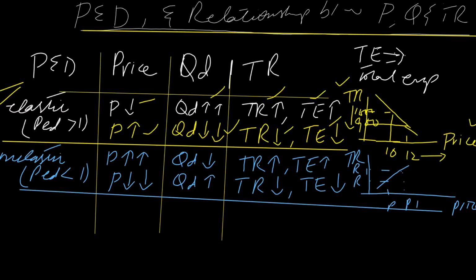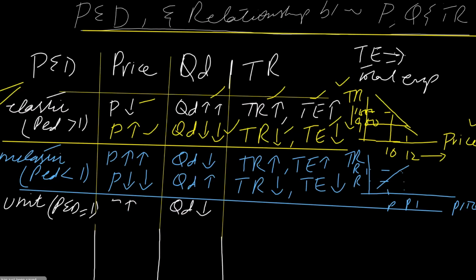In case of unit or unitary elastic demand, when PAD is equal to 1, change in price will lead to an equal proportionate change in quantity demand. So when price increases, quantity demand will fall with the same proportion. And if we decrease price, quantity demand will rise with equal proportion. As a result, total revenue of the firms and total expenditure of the consumers will remain the same. They will not be affected.